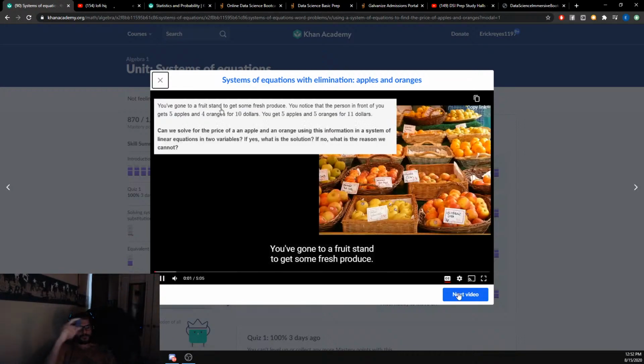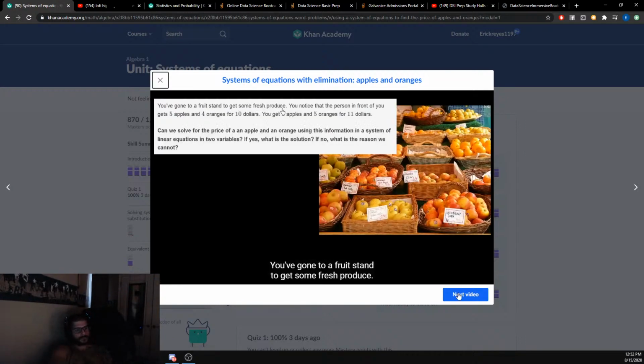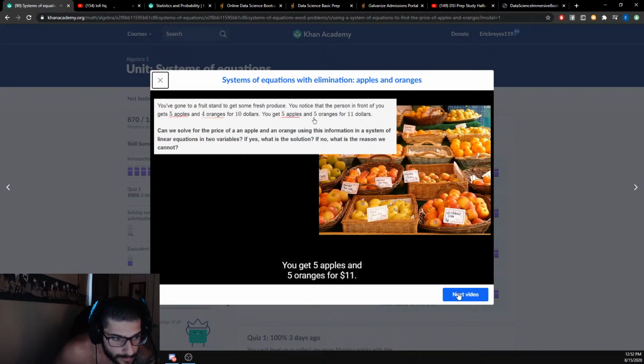You've gone to a fruit stand to get some fresh produce. You notice that the person in front of you gets 5 apples and 4 oranges for $10. You get 5 apples and 5 oranges for $11. Can we solve for the price of an apple and an orange using this information in a system of linear equations in two variables? If yes, what is the solution? If no, what is the reason we cannot?